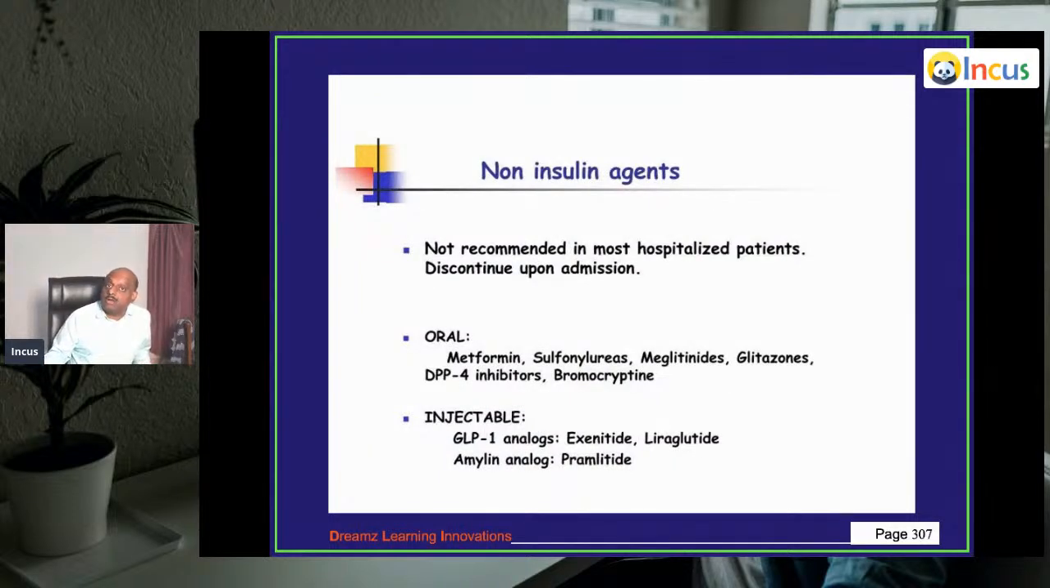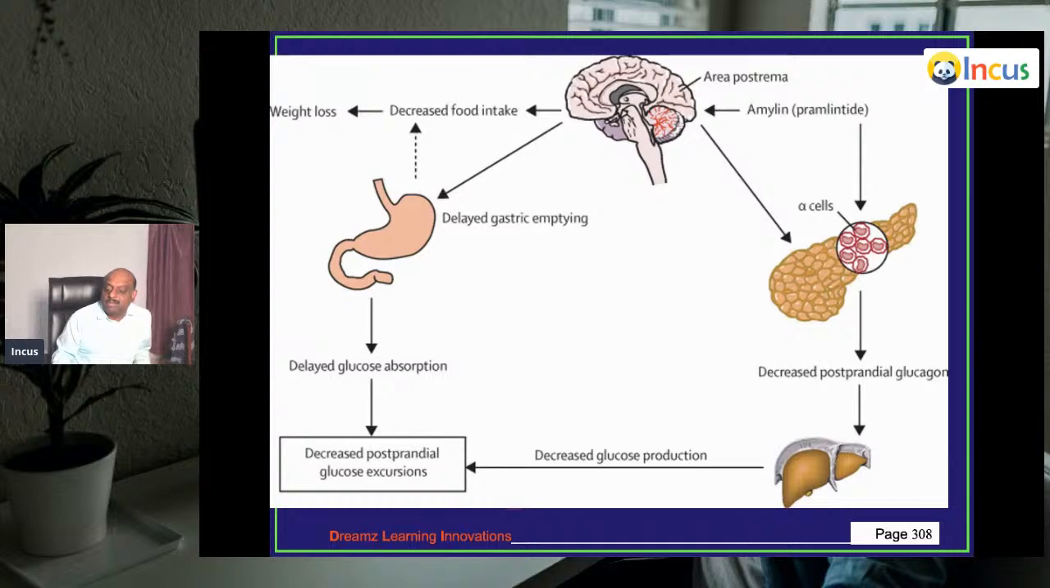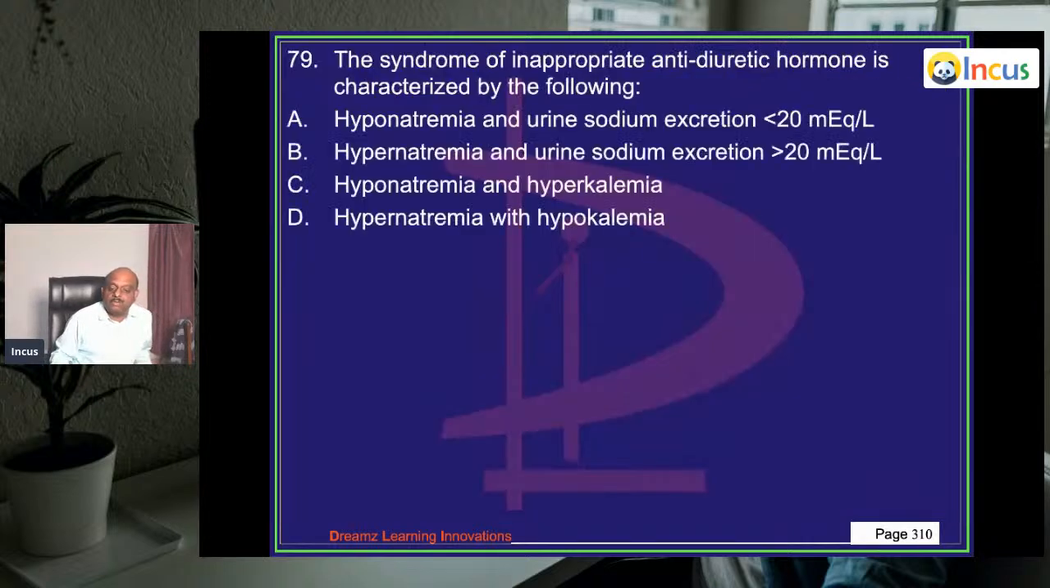So, what are the various non-insulin agents that you use? Metformin, sulfonylureas, meglitinides, glitazones, DPP4 inhibitors. What are injectable non-insulin agents? GLP-1 analogs like exenatide, liraglutide. Amylin analog like pramlintide. So pramlintide decreases the postprandial glucagon, decreases the glucose output from the liver. That's the reason it leads to a decreased amount of postprandial glucose excursions. That's the point you need to remember.